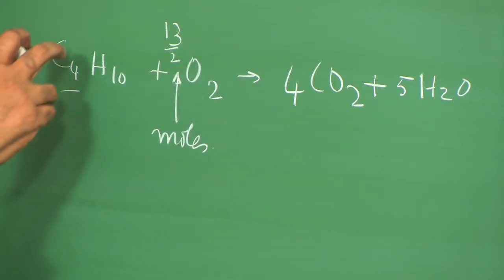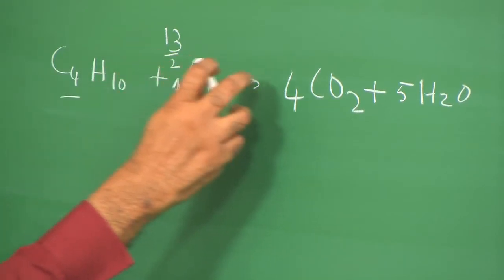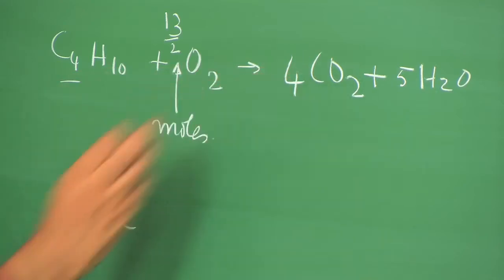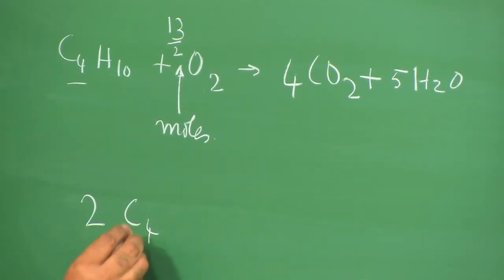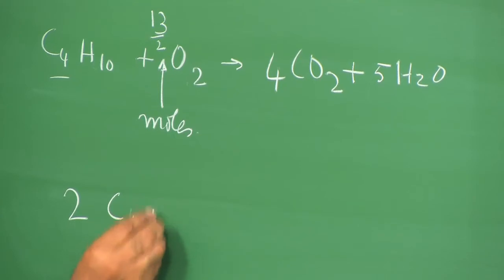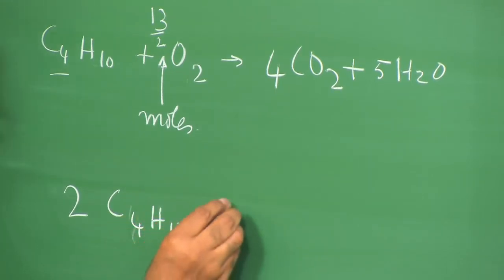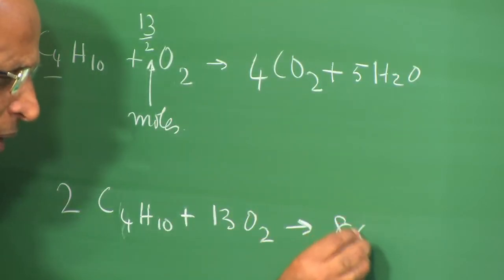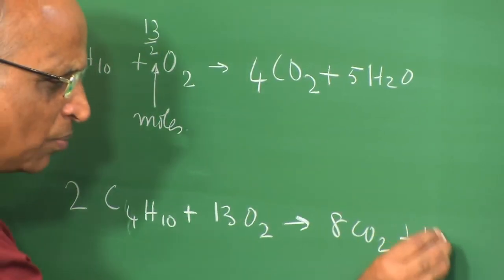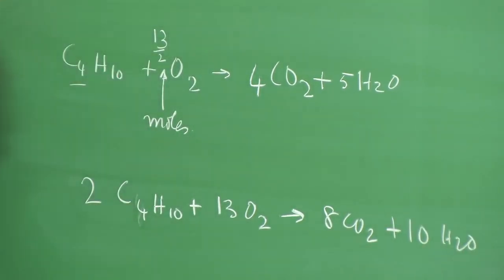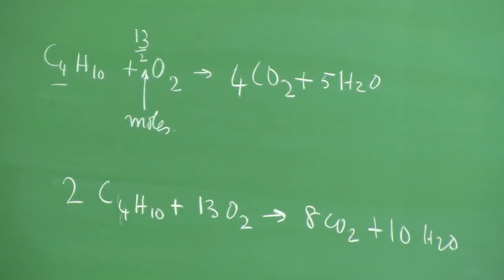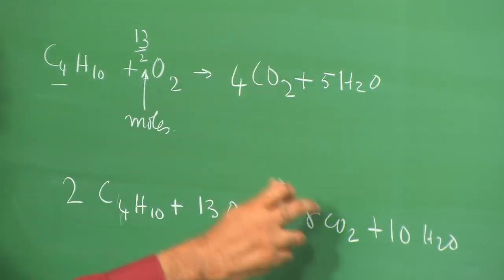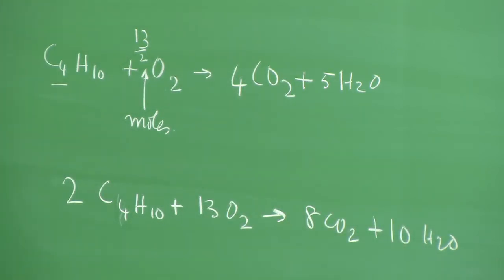In other words, the reaction should have been C4H10 plus 13 by 2 O2 gives me this, which I can also write by multiplying it totally by 2: 2 moles of butane C4H10 plus 13 moles of oxygen, which give me 8 moles of carbon dioxide plus 10 moles of water. Now, I need to determine what the energy is. I have been able to write an equation provided I assume the products were carbon dioxide and water. Now, I want to determine this.